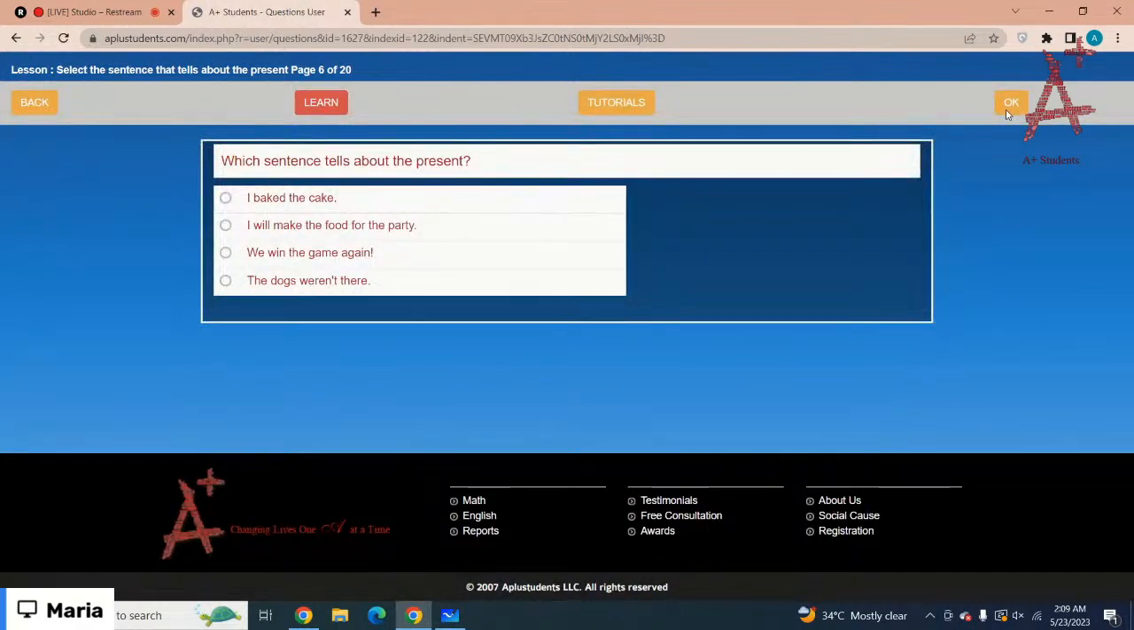Which sentence tells about the present? I baked the cake. I will make the food for the party. We win the game again. The dogs weren't there. So which is the correct option? We win the game again. Option number three is the correct option.